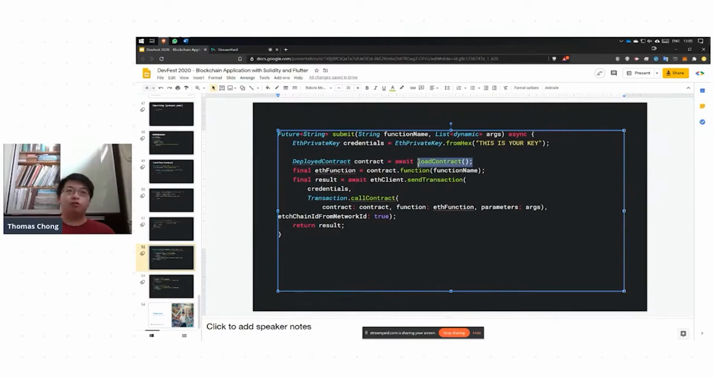For example, for load contract, we need to know where the contract is. We need to deploy it here, and after that, we get the function and do the real transaction. This line of code is where the real transaction is made. We need the credentials, the private key of your wallet, and after that you need to call the contract. You need to input your contract, what function you want to call, and the parameters. After you finish, there will be a result.